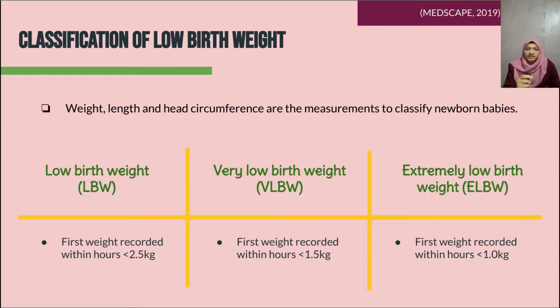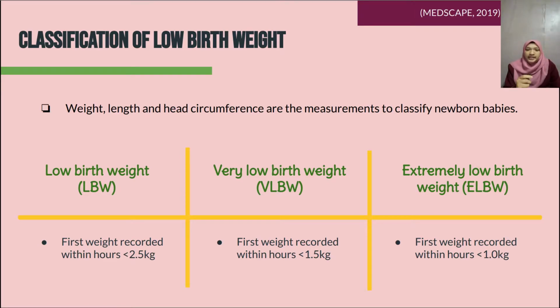Okay, next we will move to the classification of low birth weight. There are three classes that classify as low birth weight babies. The first one is low birth weight, where the weight is below 2.5 kilograms. The second class is very low birth weight, where the first weight recorded is 1.5 kilograms. And the last one is extremely low birth weight, when the baby's first weight recorded is below 1 kilogram.